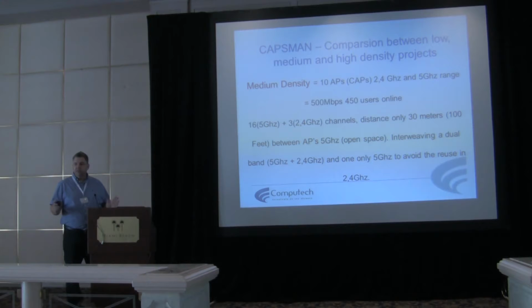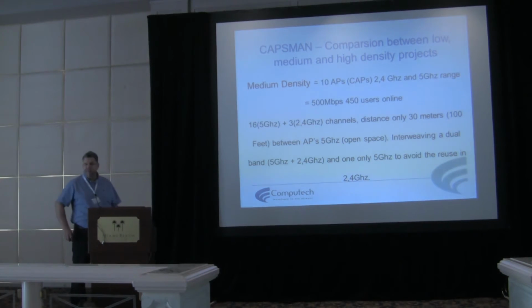Medium density, as I told you, for me, is the best combination for today because you don't have to spend much budget and you have more capacity than only using low density. Using 10 APs, for example, 2.4 and 5 gigahertz, you can reach 500 megabits and 450 users online. 400 megabits, it's too much, even for a big event.